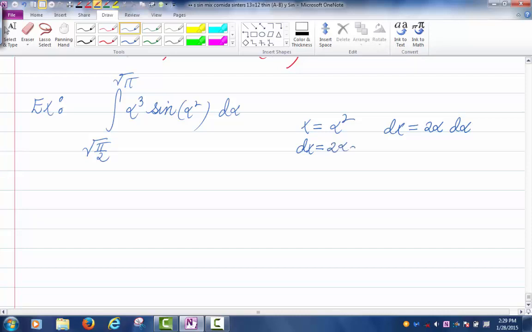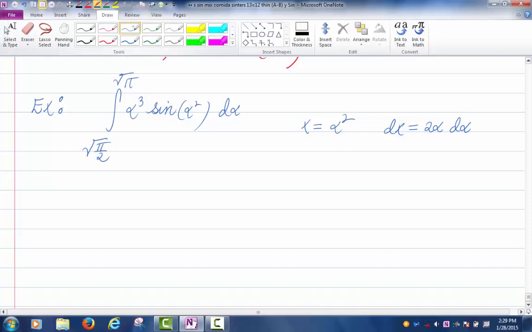2 alpha d alpha, right? And then, can we rewrite it as... are you supposed to replace alpha with... oh, what am I doing? Sorry. Okay, so I got carried away here. So x is alpha squared and dx is 2 alpha d alpha, right?